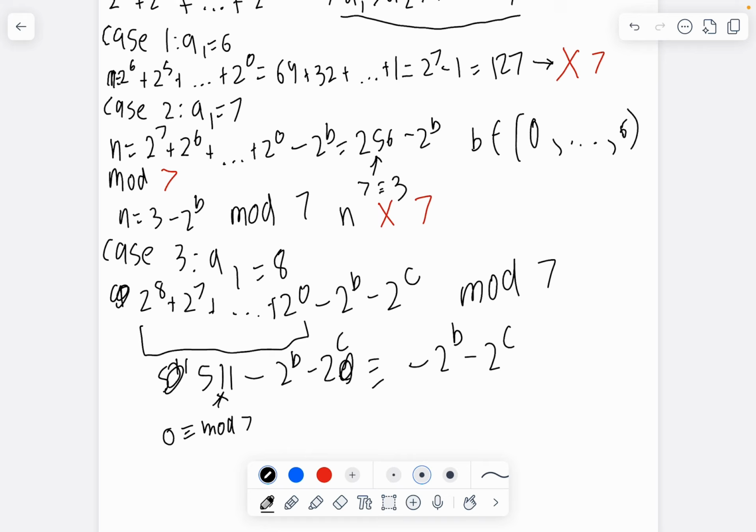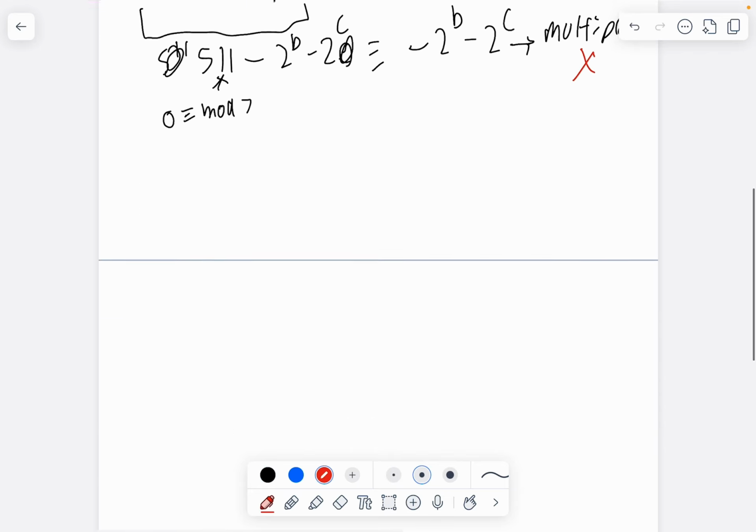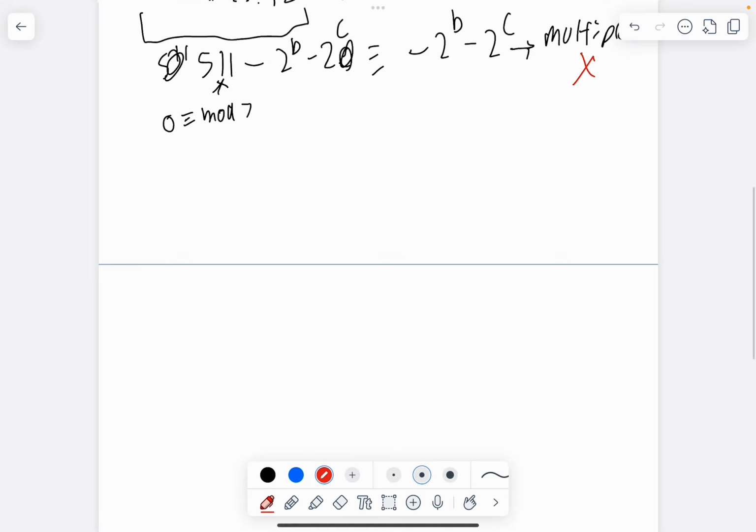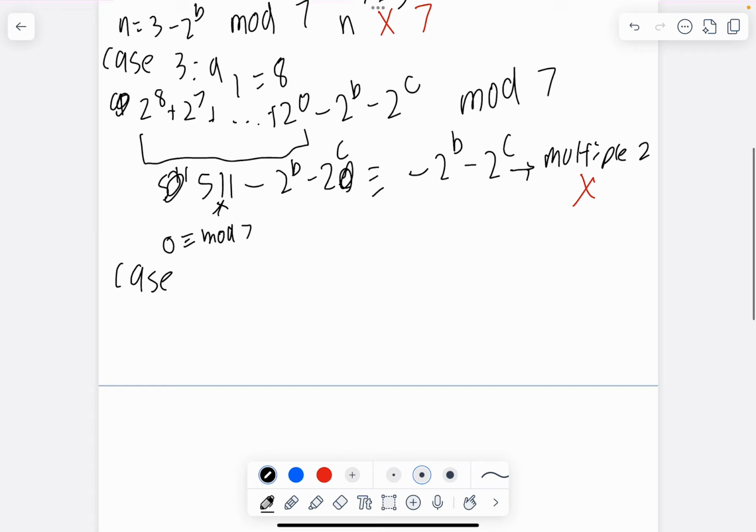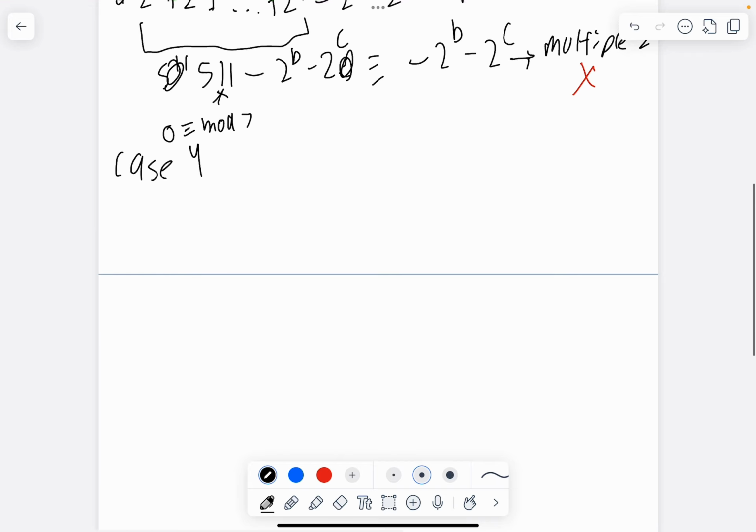And essentially here, since this is always a multiple of 2, or also known as even, this cannot be 0 mod 7. So now let's go on to our next case, which is case 4. Now we check a1 is equal to 9.